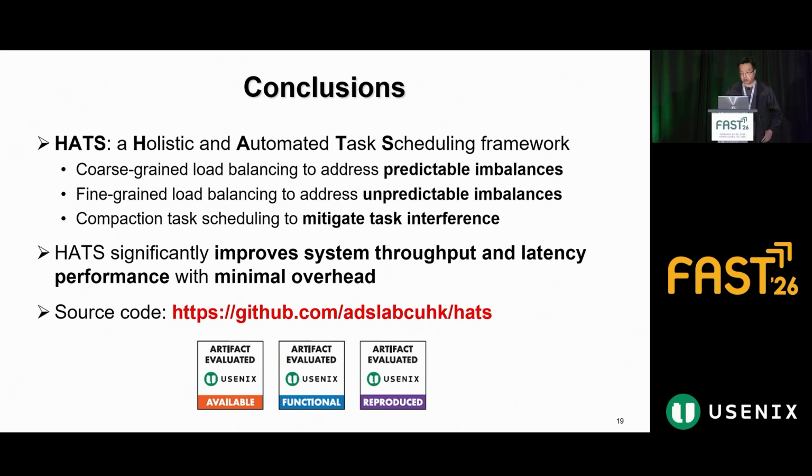So here come our conclusions. HASH is a holistic and automated task scheduling framework. Although it is built on Cassandra, in our paper we also argue that it could be applicable to other distributed LSM-tree-based key-value stores. And the goal is to improve the system throughput and, most importantly, mitigate the latency fluctuations.